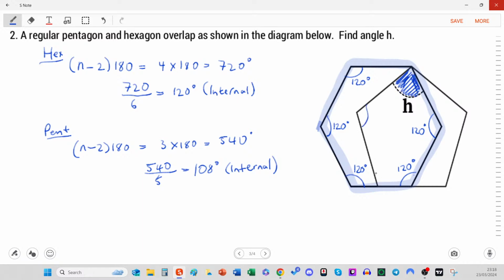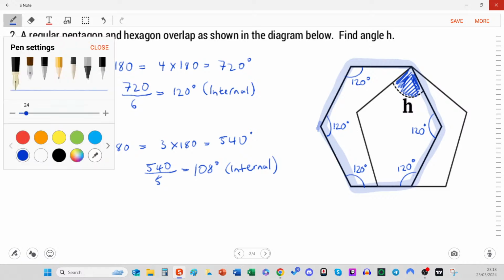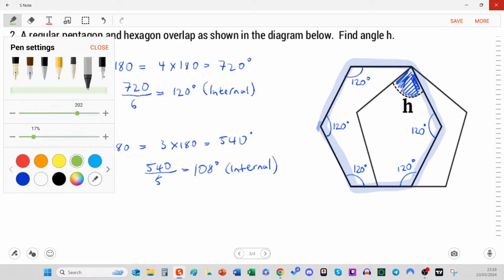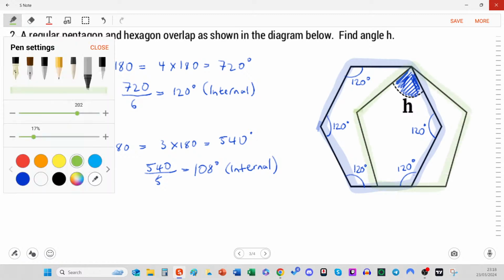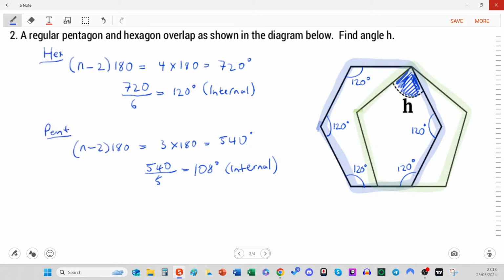Wouldn't it be nice to know this one and this one? And you've probably seen it already by now. Those are the internals of the pentagon. Sometimes visualizing it is the tricky part. Like so. And we found that those were 108.